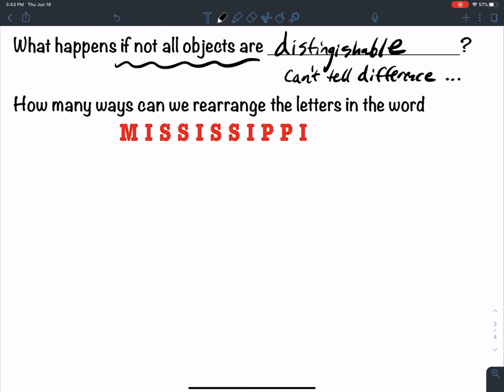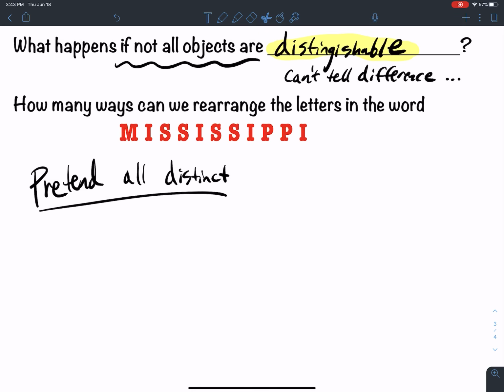To do this example, I like to use what I call the Mississippi problem. You think about it, I can't tell the difference between that S and this S here. They're the same, right? So how many ways can we rearrange the letters in the word Mississippi? All right, so how do I work this problem? It's a counting problem. I pretend they're all distinct, meaning I can tell the difference between them all.